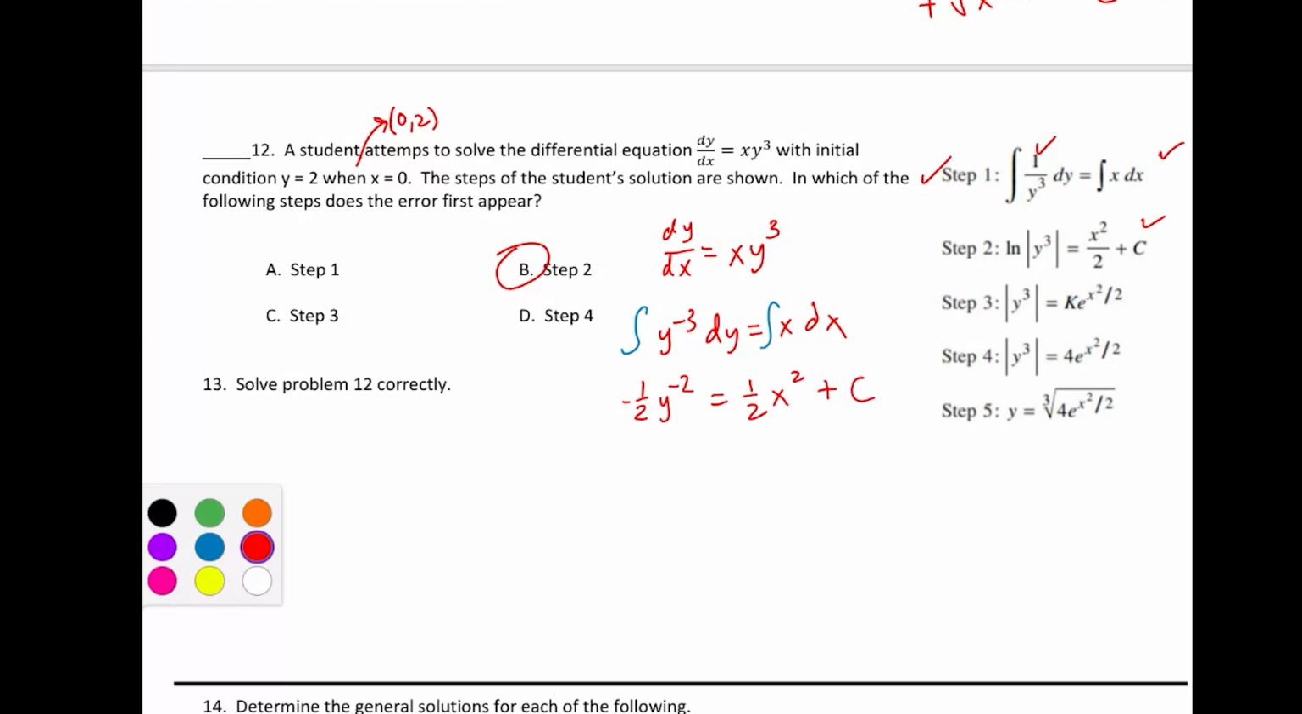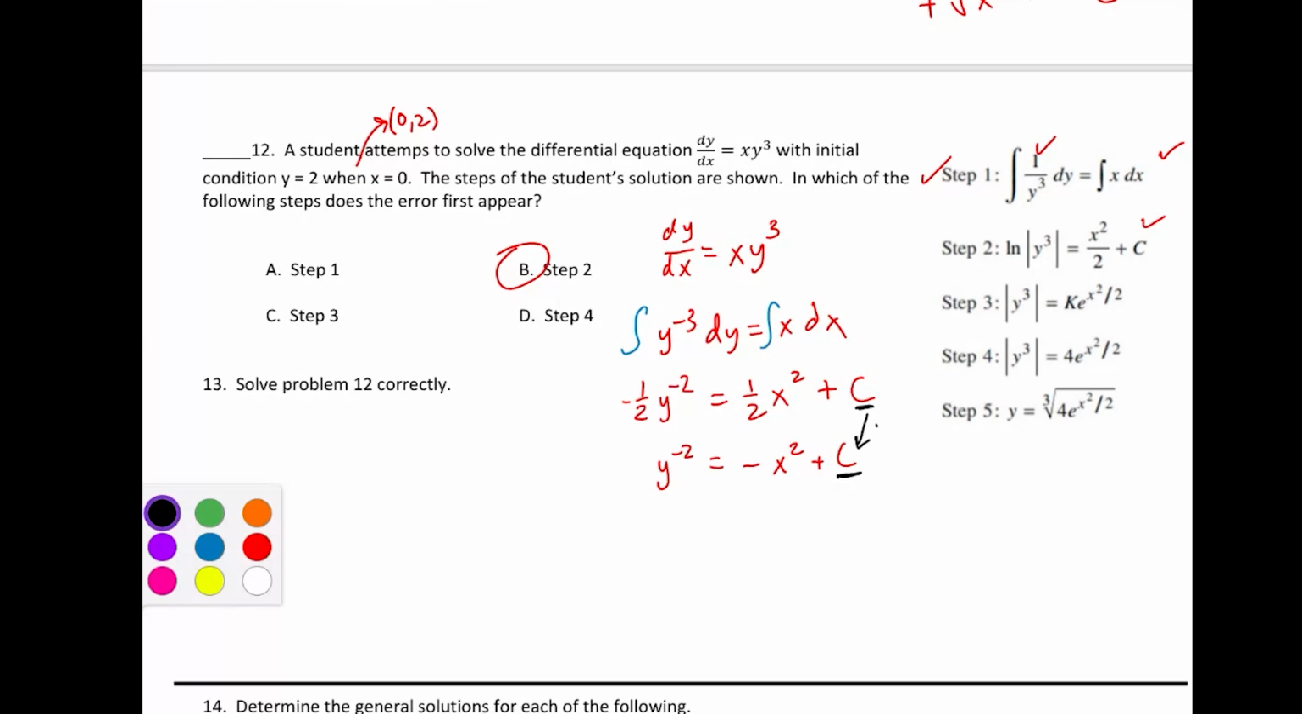So now that I've got that, I've integrated both sides. I need to solve for y. So I'm going to first multiply both sides by -2. So I've got y to the -2nd power equals -x squared plus c. Now, just to be clear here, this c is now different than this c. We have changed the value of c because really I should have multiplied it by -2.